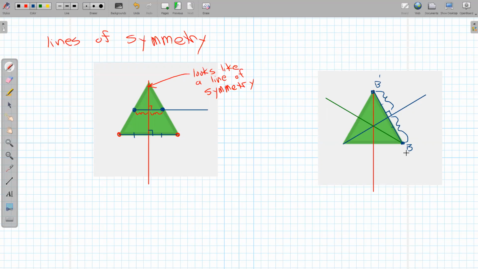Or two, we could use some other bits of geometry like a compass and a straight edge, which I'm going to talk about in the next class. Or we need some kind of tool like GeoGebra to test this stuff out. And so we'll try building some stuff in GeoGebra in a moment. But here I see 3 lines of symmetry.